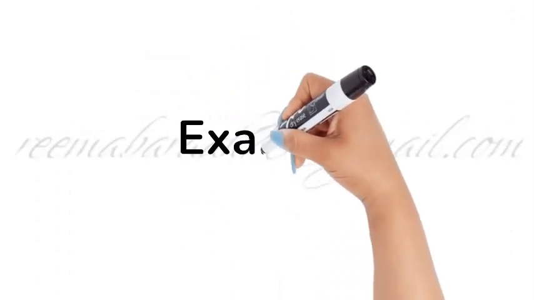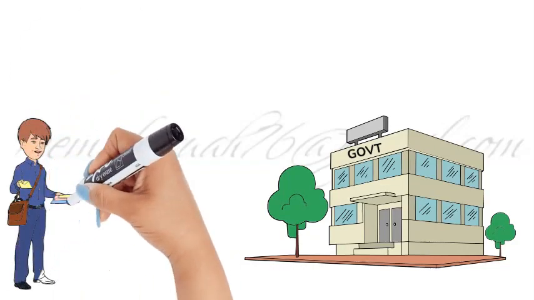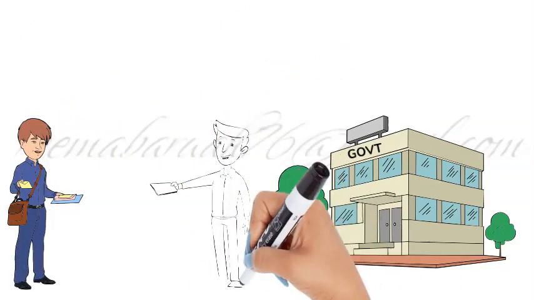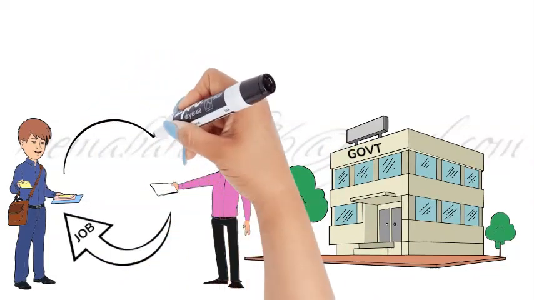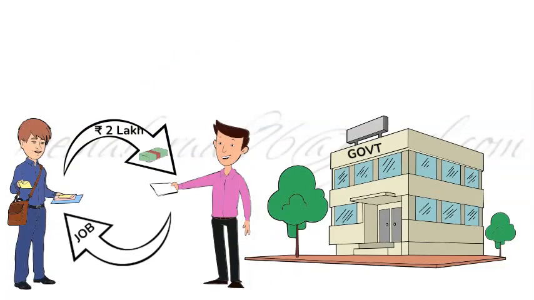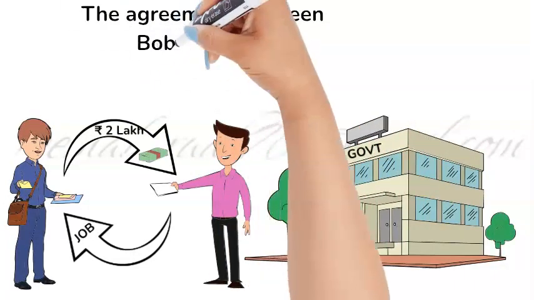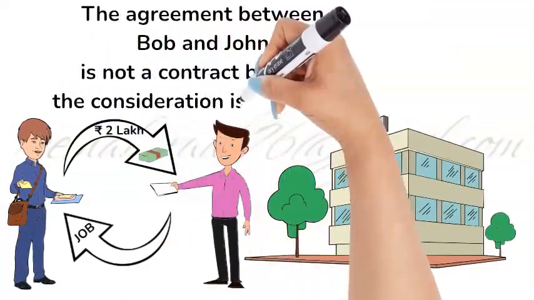Let us understand this point with an example. Mr. Bob promised to obtain an employment for Mr. John in a government department, and in return, Mr. John promised to pay him rupees 2 lakh. The agreement between Bob and John is not a contract because the consideration is not lawful.